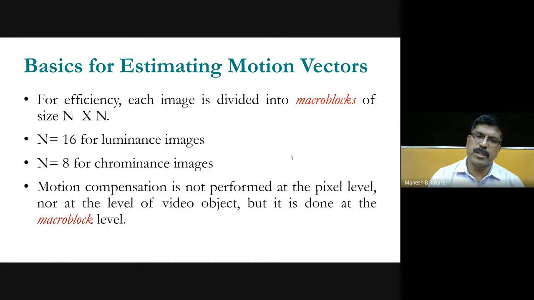So motion compensation is not performed at the pixel level nor at the video object level, but at the macro block level. For example, you are finding the motion vector between two macro blocks. The object may have moved in this direction, this direction, or this direction, so you just have to search the motion vectors adjacent to that macro block.